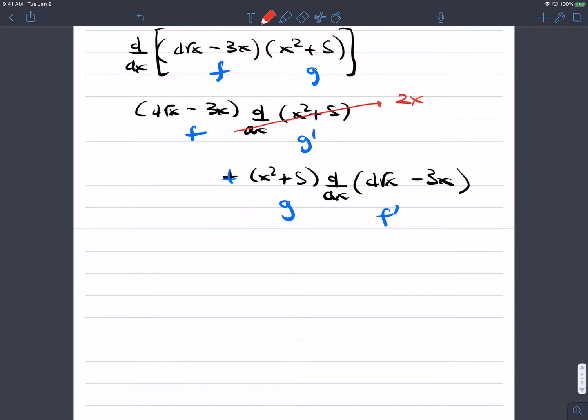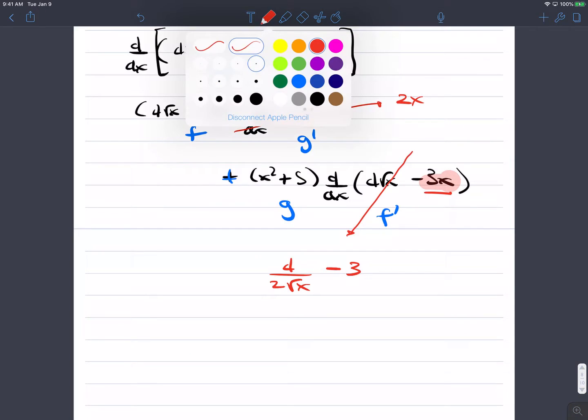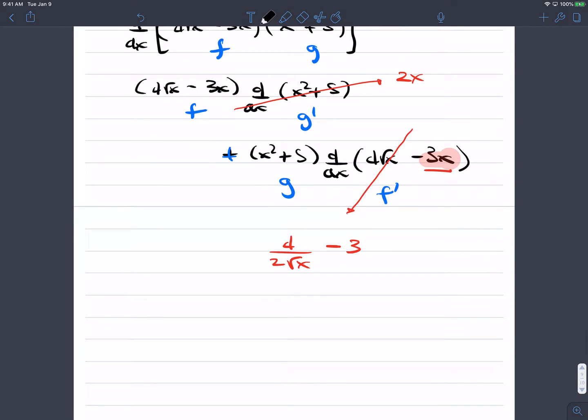Now let's do the derivative over here. This is 4 over 2 times the square root of x. That's for the first part of this. And don't forget, that'll be minus 3 because we have to take the derivative of minus 3x here. Okay, this derivative as well. So altogether here, let's see what we end up with. We have 4 square root of x minus 3x times that 2x plus x squared minus 5 times 2 over the square root of x minus 3. Because 4 divided by 2 will give you 2.